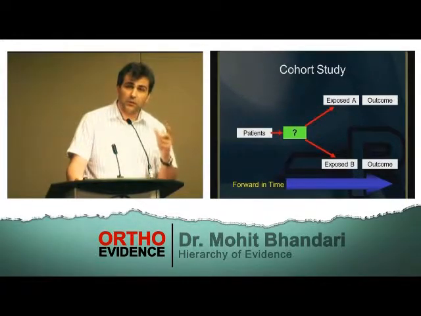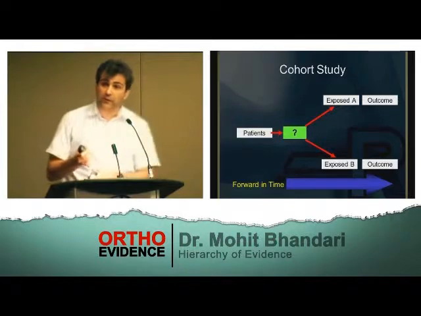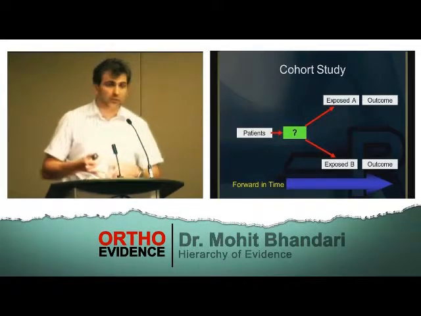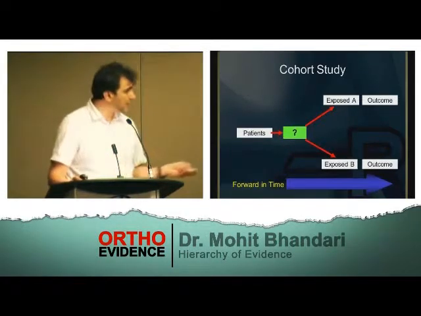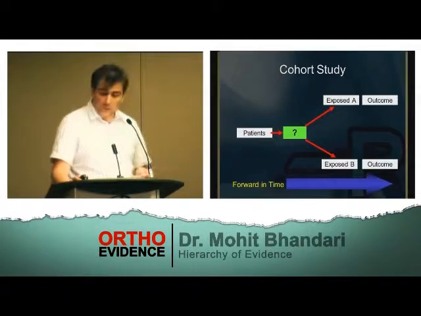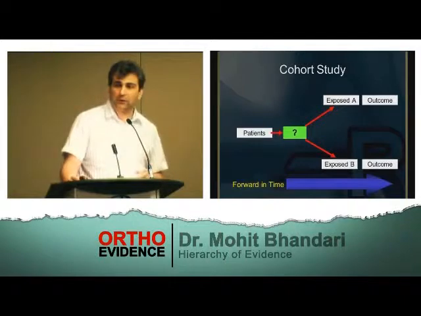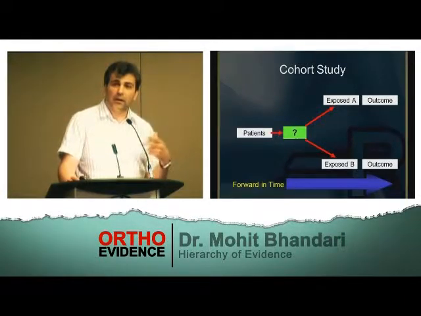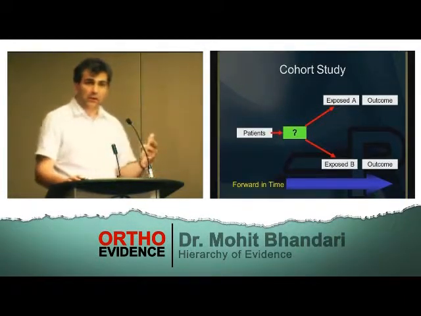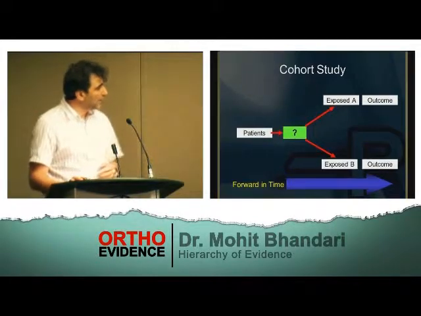The minute we switch groups through some other process, whether it's surgeon's preference or patient's preference or some other mechanism besides a random process, it gets grouped as a cohort study, a prospective cohort study in this case, which downgrades it to a level 2. That's why level 1 is slightly more powerful than a level 2 study in terms of looking at evidence as a whole. What about level 3?